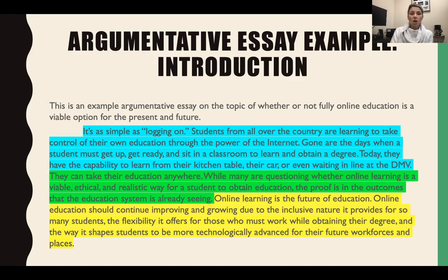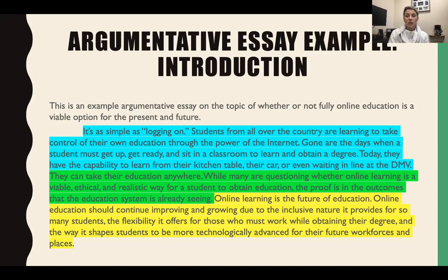It's as simple as logging on. Students from all over the country are learning to take control of their own education through the power of the internet. Gone are the days when a student must get up, get ready, and sit in a classroom to learn and obtain a degree. Today, they have the capability to learn from their kitchen table, their car, or even waiting in line at the DMV. They can take their education anywhere.